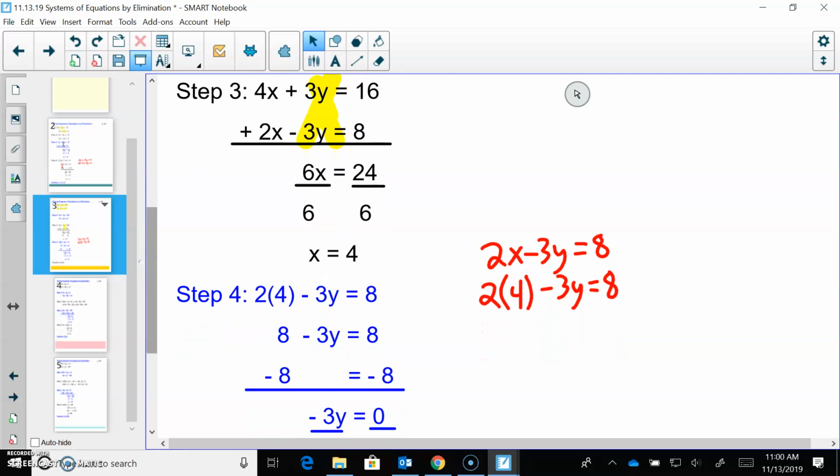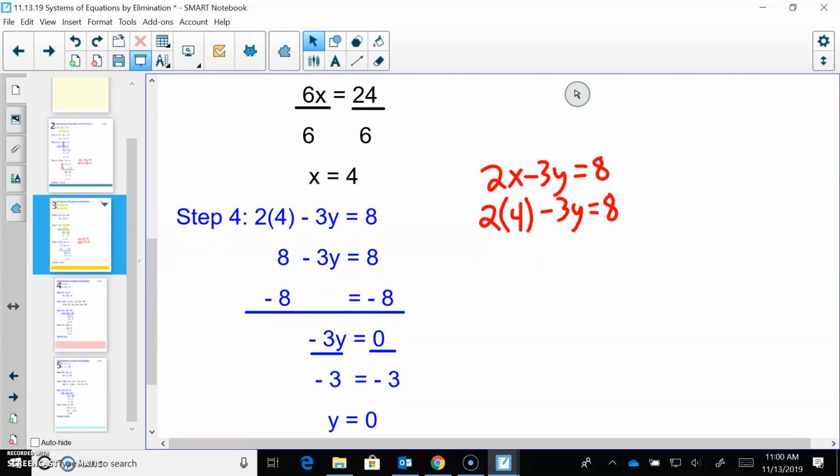And so I did 2 times 4 to give me 8. I brought down the minus 3y equals 8. And then in order to get the y by itself, I have to subtract 8 on both sides first. When I do 8 minus 8, it cancels right here, and then it also gives me 0 on the other side. So now I've got negative 3y equals 0.